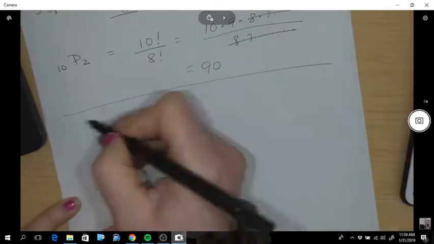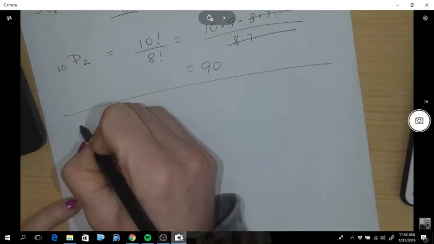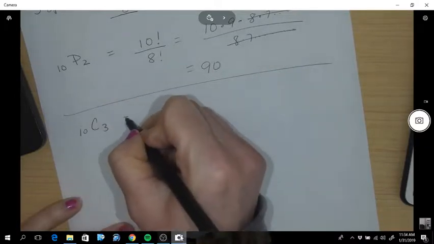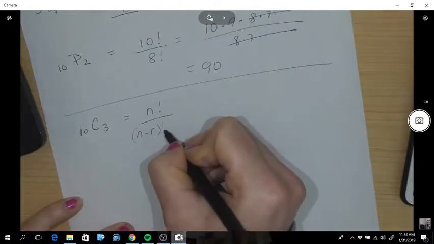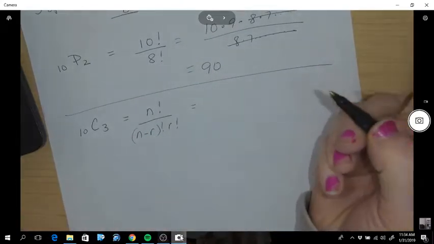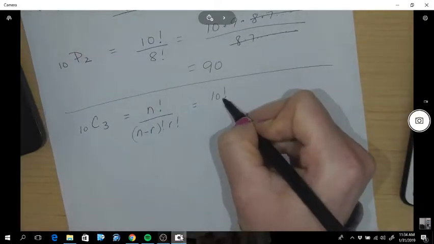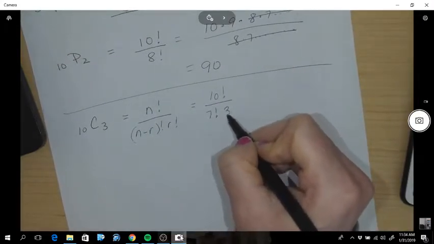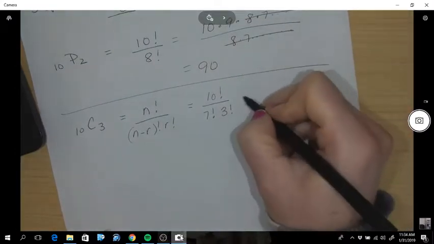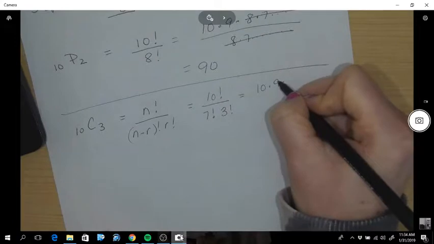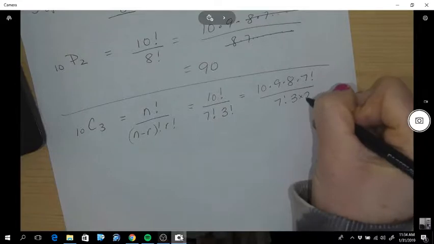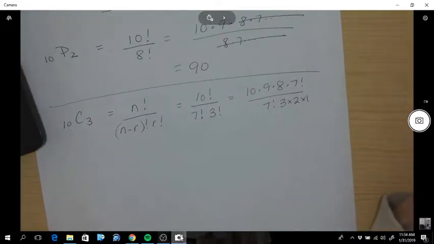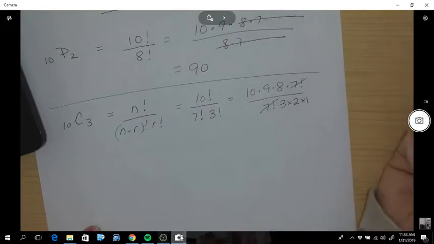Okay, combinations. So the formula, let's go 10C3. So the formula is n factorial over n minus r factorial, r factorial. Okay, so we have 10 factorial over 7 factorial, 3 factorial. So 10 times 9 times 8 times 7 factorial. And these 7 factorials will cancel.